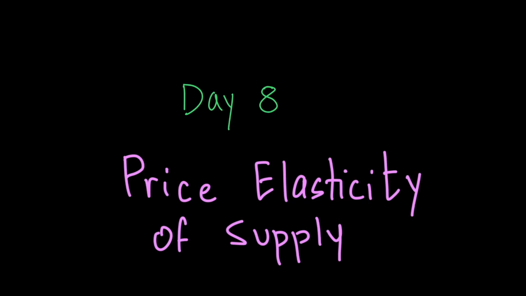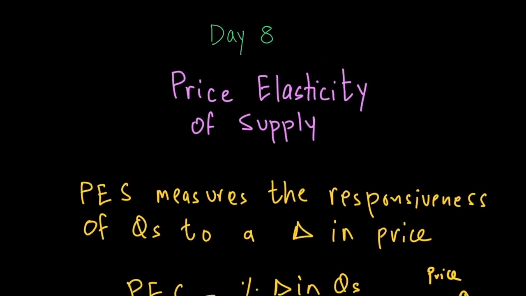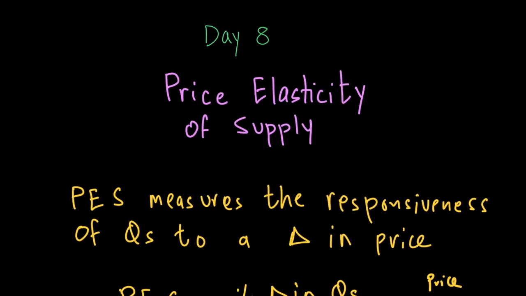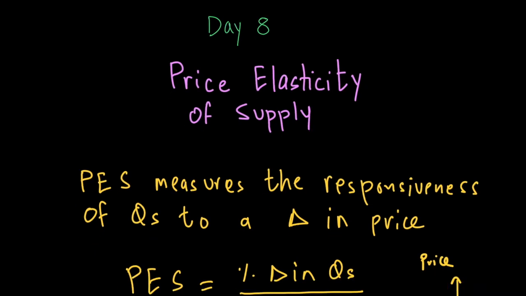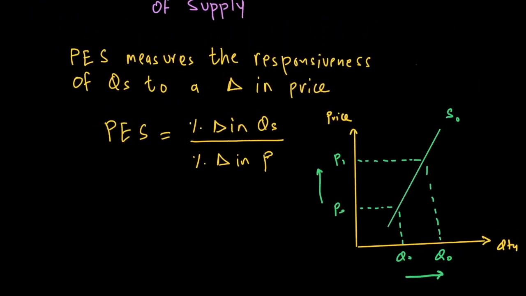So what is price elasticity of supply? It's the responsiveness of quantity supplied to a change in price. When the price is going up, quantity supplied goes up, and we know this because the supply curve is upward sloping. We've done this before as well. When the price of a good goes up, quantity supplied goes up. So what PES tells us is by how much quantity supplied will go up.